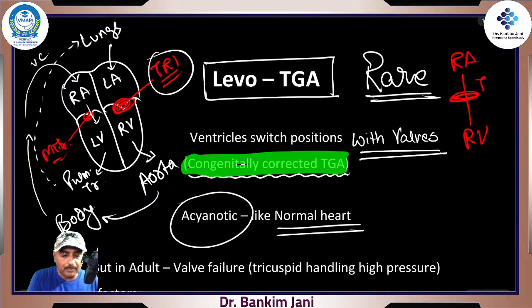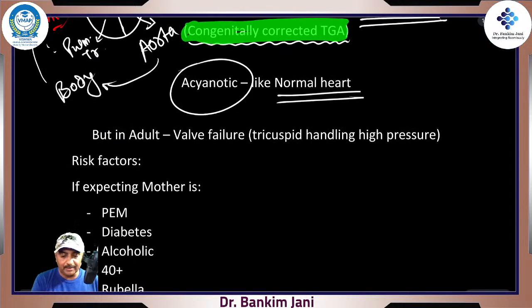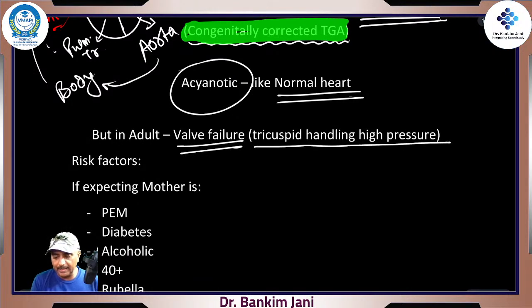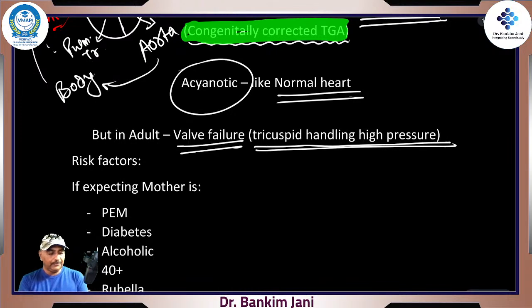This tricuspid valve was never made for power. It is the mitral valve which is so powerful. The tricuspid valve is not that powerful, right? Because in a whole life it has to undergo so much pressure. As this patient grows into an adult, it leads to valve failure, because the tricuspid is handling high pressure. And now the risk factors, why it can really occur.